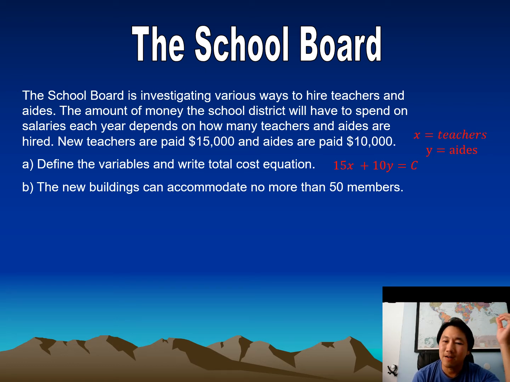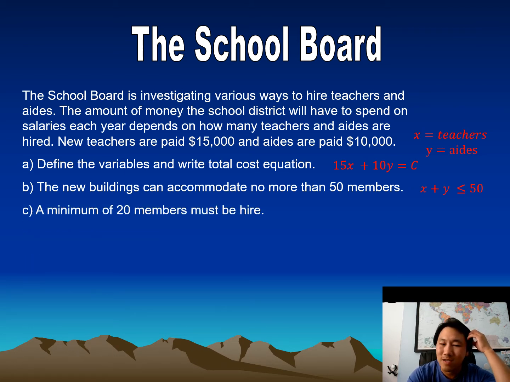Well, think about it. We have teachers and we have aides. There can be no more than 50 members. There it is. X plus y has to be less than or equal to 50. So the number of teachers and the number of aides have to be less than 50.